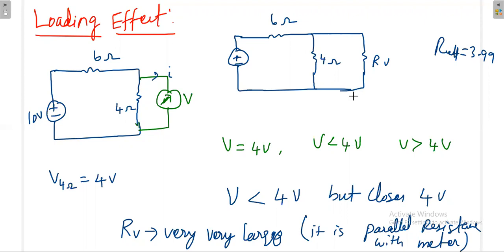Okay, you will not get the correct reading. Please think it up. Suppose the RV value is 4 ohm, what will happen? Instead of 4 volt, you will get 2 volt only. So everything will go wrong. So if you want to get the correct operation, the RV has to be very large.